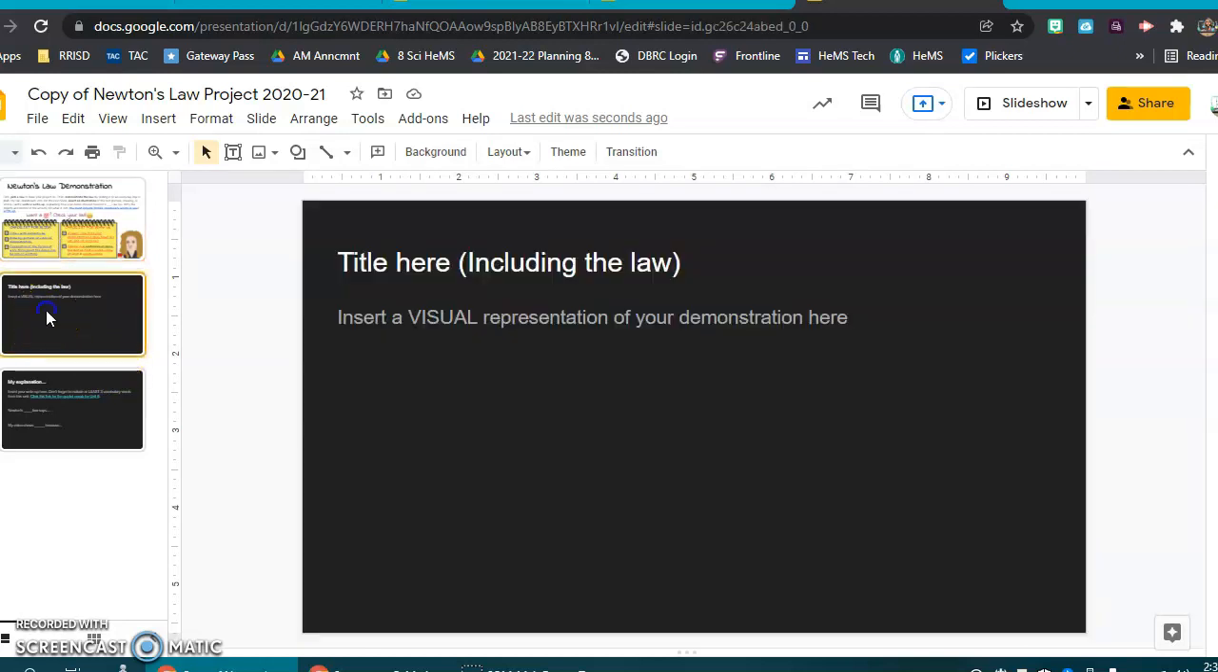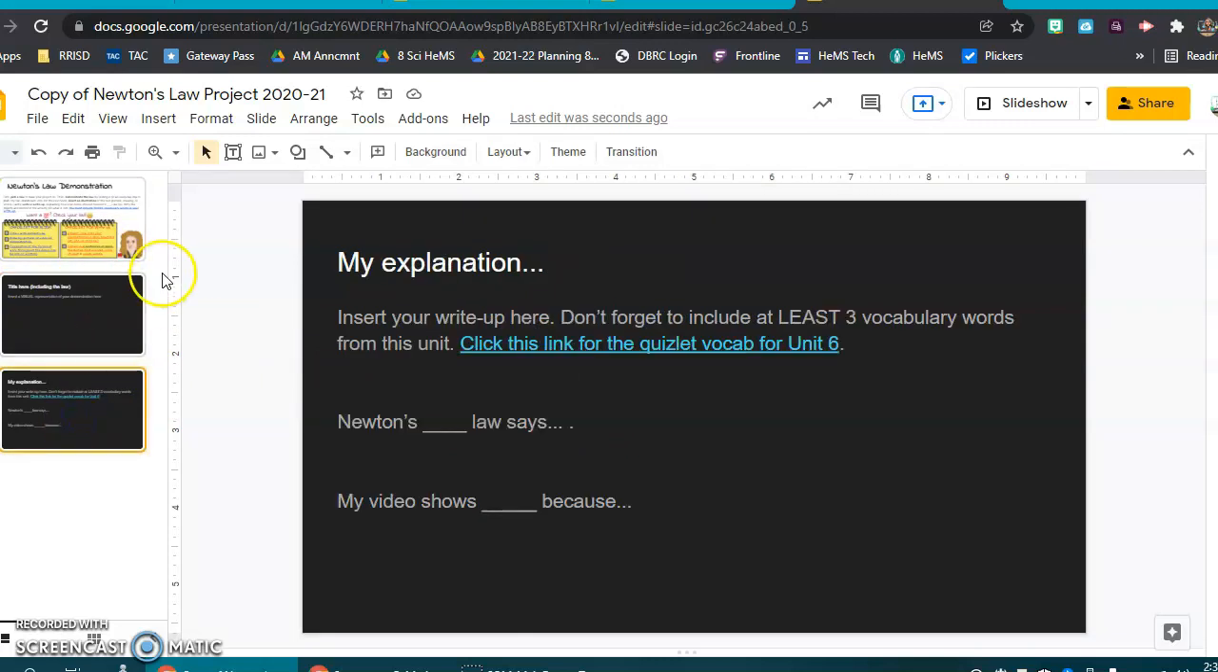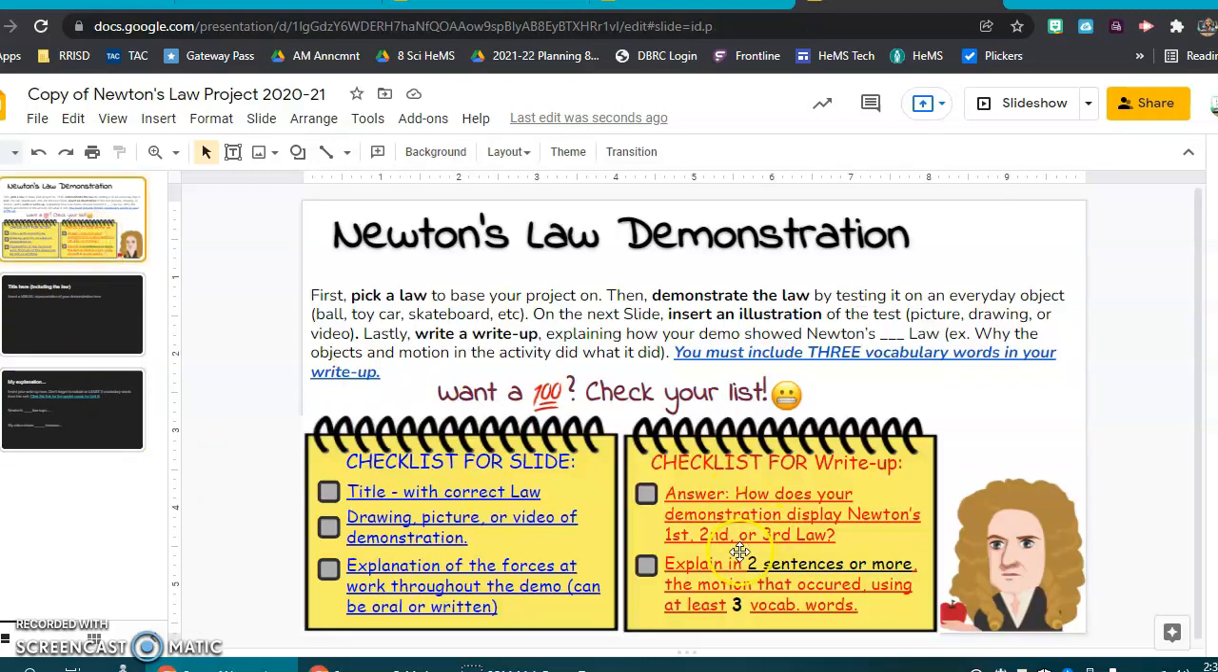Can be you voicing this over, that goes right here, or typed in. On slide 3, you're going to insert your write-up. Don't forget to include at least 3 vocabulary words. You're going to say Newton's whatever law says this, and my video shows this because, okay? And here's the ways you can answer. How does it display this? Explain in 2 or more sentences the motion that occurred using at least 3 vocab words.